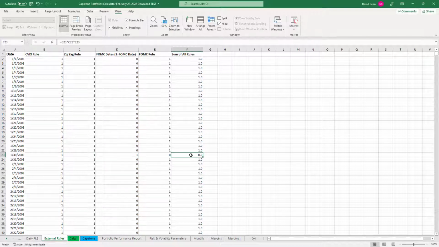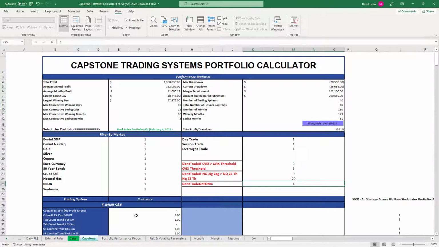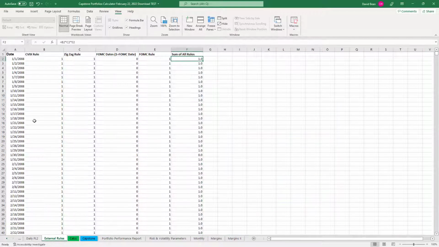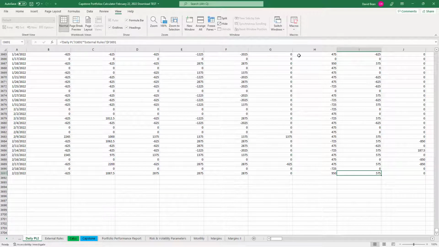and you don't have to trade on that day. You multiply the results by 0. The FOMC rule is 0, so if any of these are 0, it ends up being a 0 day. So you can multiply these rules by 0. If I add, for example, the CVIX rule and this rule, it will also come in and affect these columns on the CVIX. And if any of those are 0 for that day, then the sum of all rules is 0, and it multiplies that times the daily P&L and this daily P&L too.